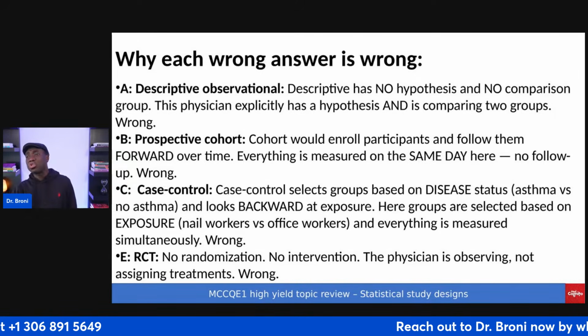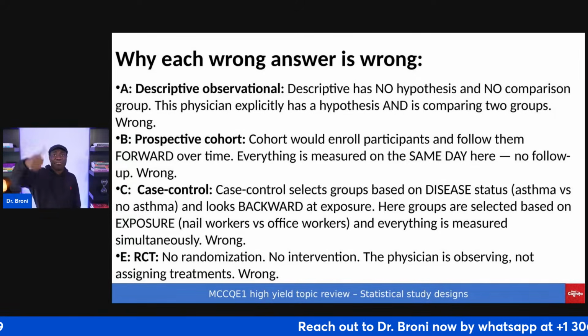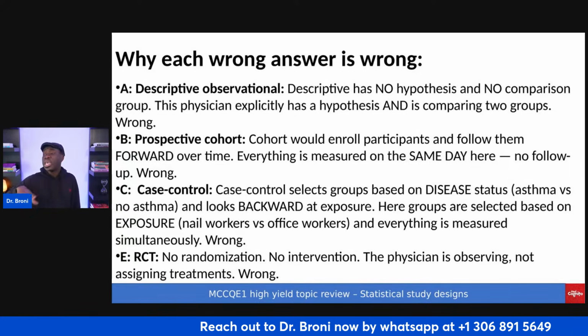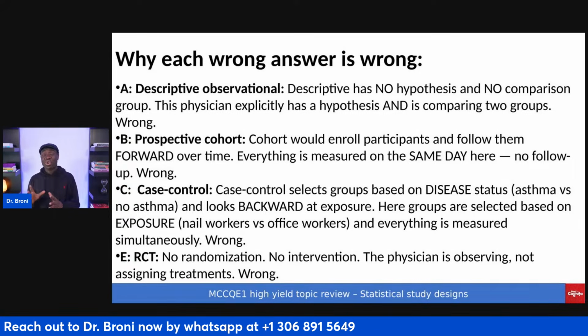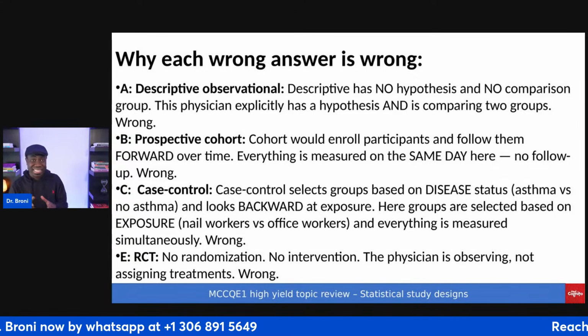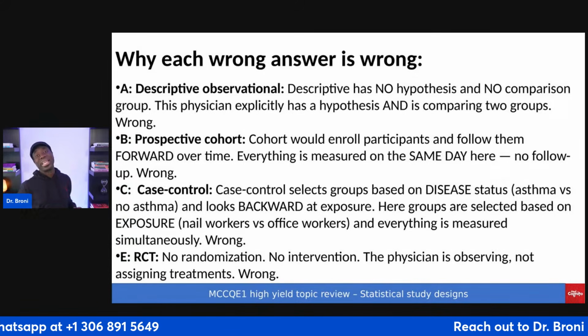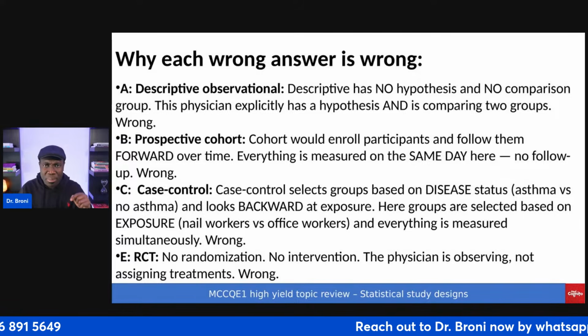And then randomized control trial, remember that randomized control trial is like flipping a coin, right? So he would have done that selection first. But in this particular case, he has already grouped them as office workers versus nail acrylic workers. And he's trying to test a hypothesis.